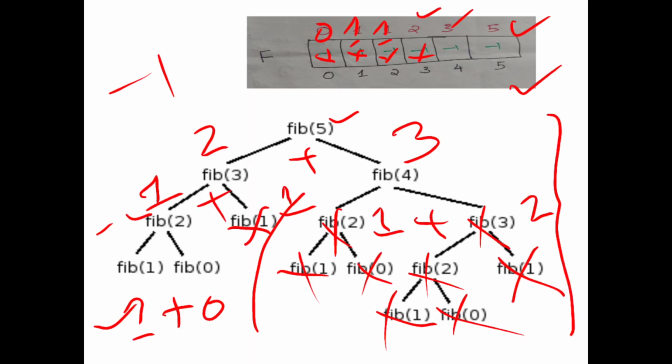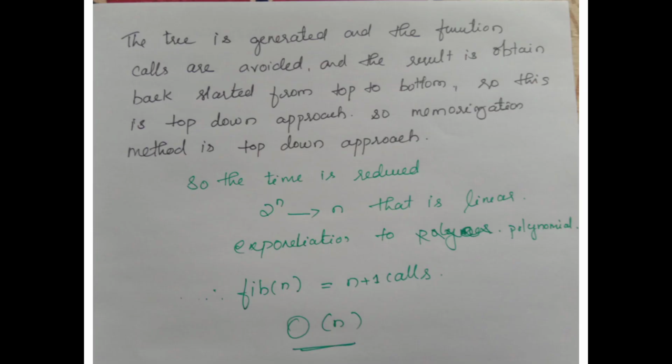So here the first tree has 15 calls. Then after reducing the function calls, how many function calls are there? 1, 2, 3, 4, 5, 6. Fifth of 1, then fifth of 3, fifth of 2, fifth of 1, fifth of 0, fifth of 4. So only 6 function calls are needed to solve the problem. So the time complexity is now reduced.